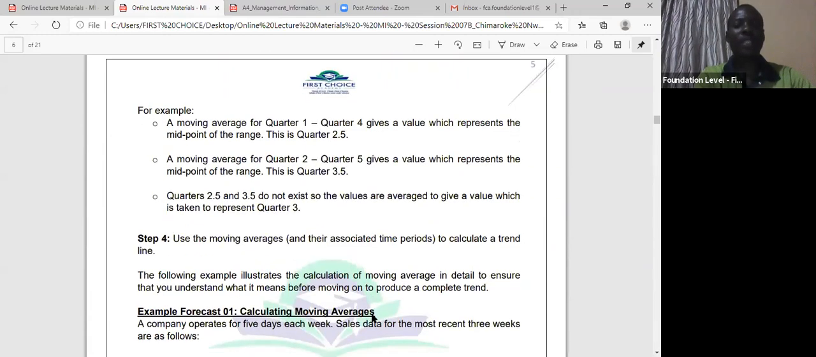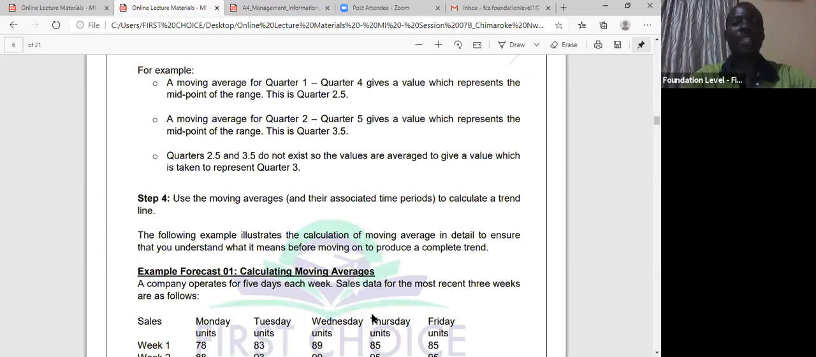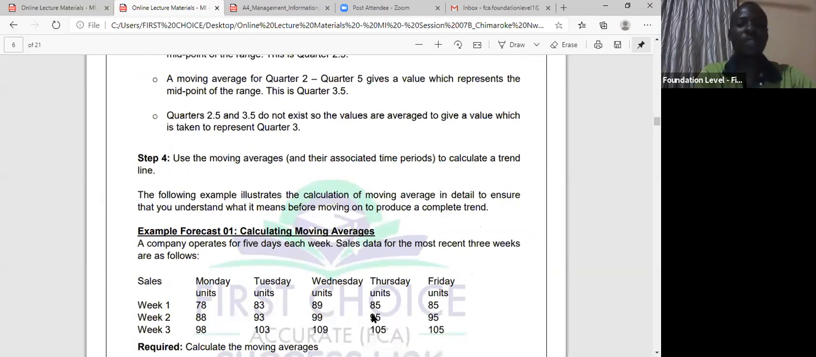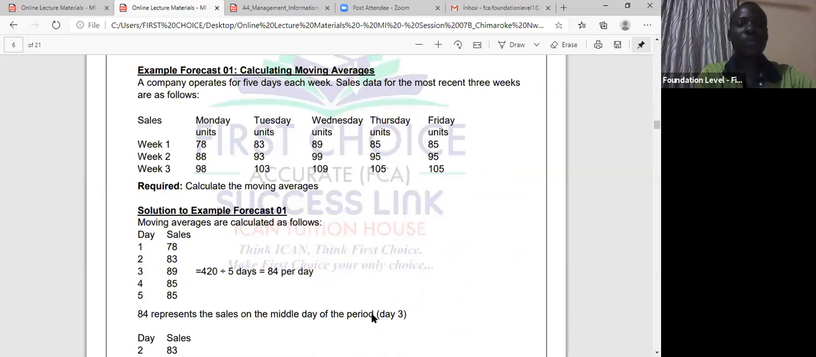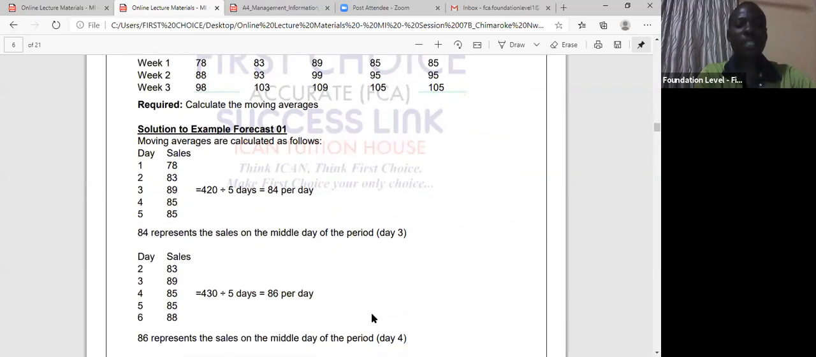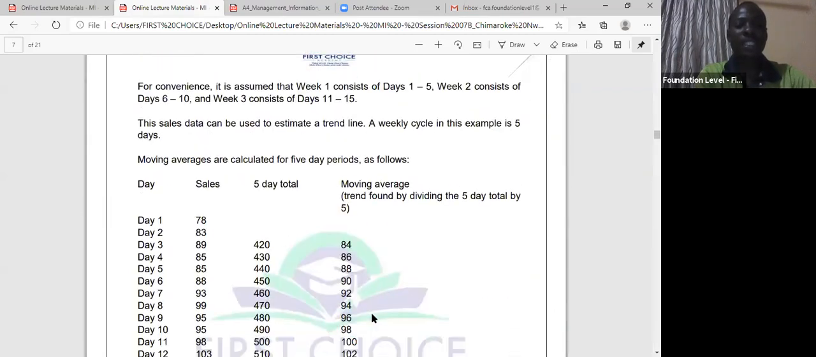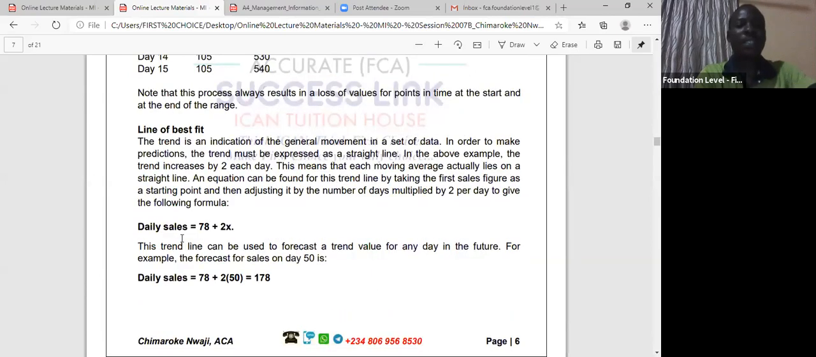So when you do that, you use the moving averages and their associated time periods to calculate the trend line, which is what we did in example 1. We used it to calculate the trend line. And this daily sales here was our trend line. This daily sales is like saying Y equals 78 plus 2x. So this was our trend equation.